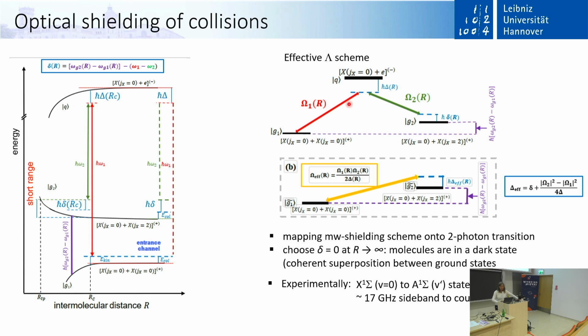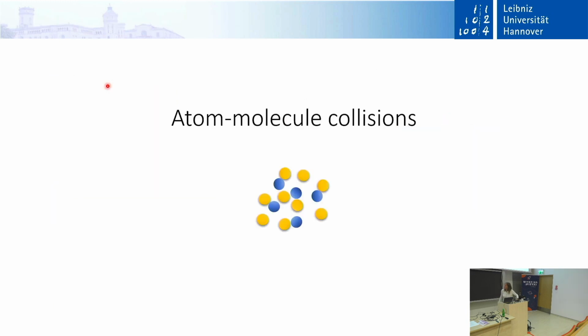Now, adiabatically eliminating the excited state, of course, it's an approximation and you need to do the real simulation, but nevertheless, you can then map this onto the microwave scheme and get a scheme for the shielding of molecules using optical fields. And we are currently looking into the spectroscopy of this excited state at 767 nanometers to actually see whether we can implement this scheme or whether there's still some experimental hurdles. Okay, with this, I would like to go over to the atom-molecule collisions.